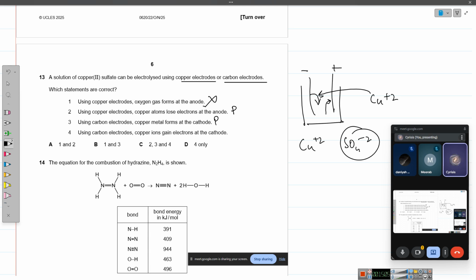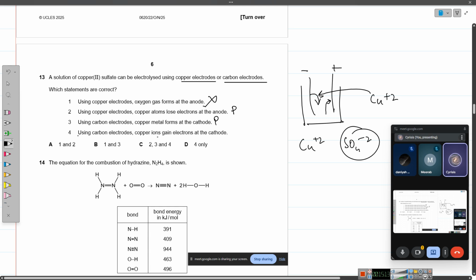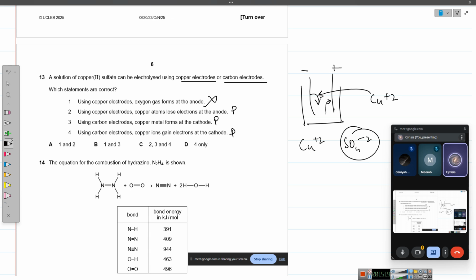Carbon electrodes does make sense a little bit, right? Using carbon electrodes, copper ions gain electrons at the cathode, right? That is also correct, right? Because they will receive the electrons. So I think 2, 3, and 4 are correct, right?